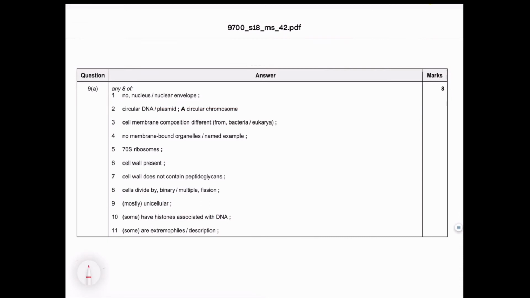Moving on to this essay, you will see that the description is similar to a prokaryote, but let's spot something different. No nucleus, circular DNA. Seems familiar, it looks the same as bacteria. That's where we need to identify points that are different, such as the membrane composition being different from bacteria and eukarya. So that means it's not made up of phospholipid. No membrane-bound organelles, 70S ribosome. Cell wall present but not made up of peptidoglycan. So now we know that this is not talking about a bacterium, but instead is known as Archaea.